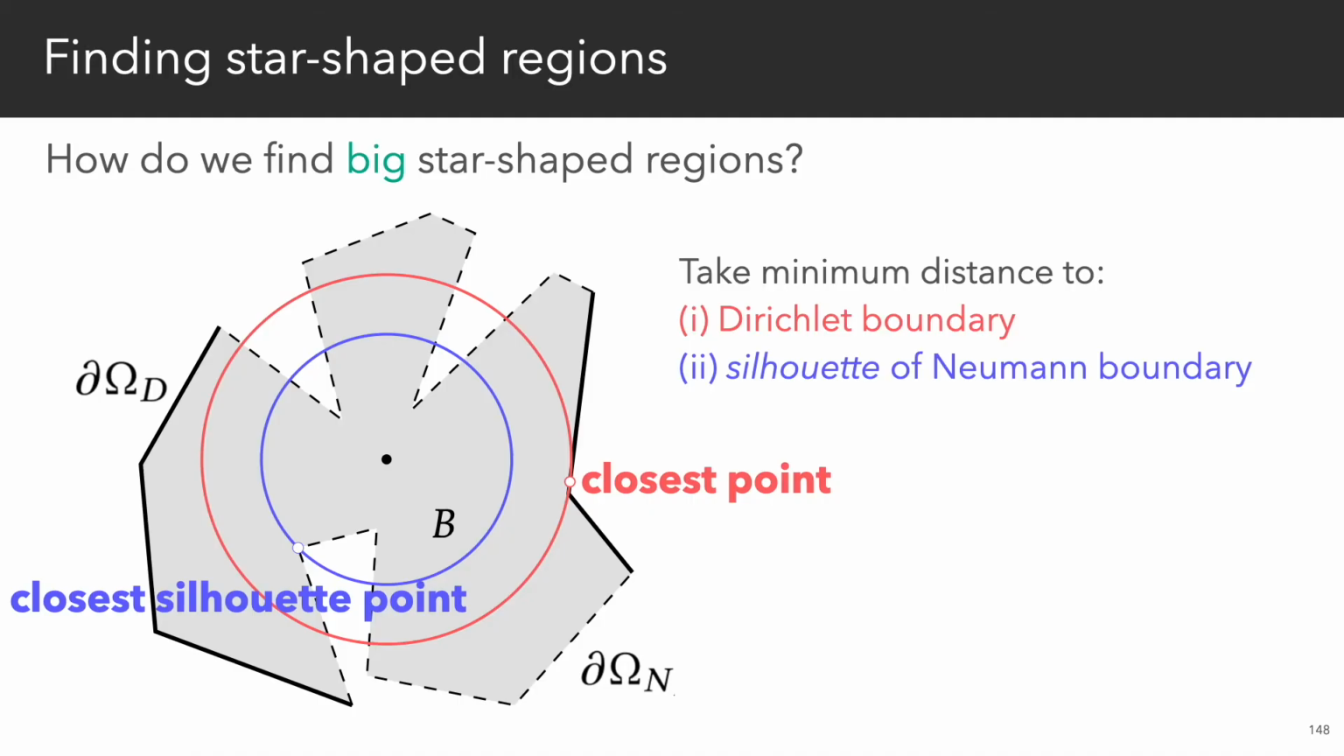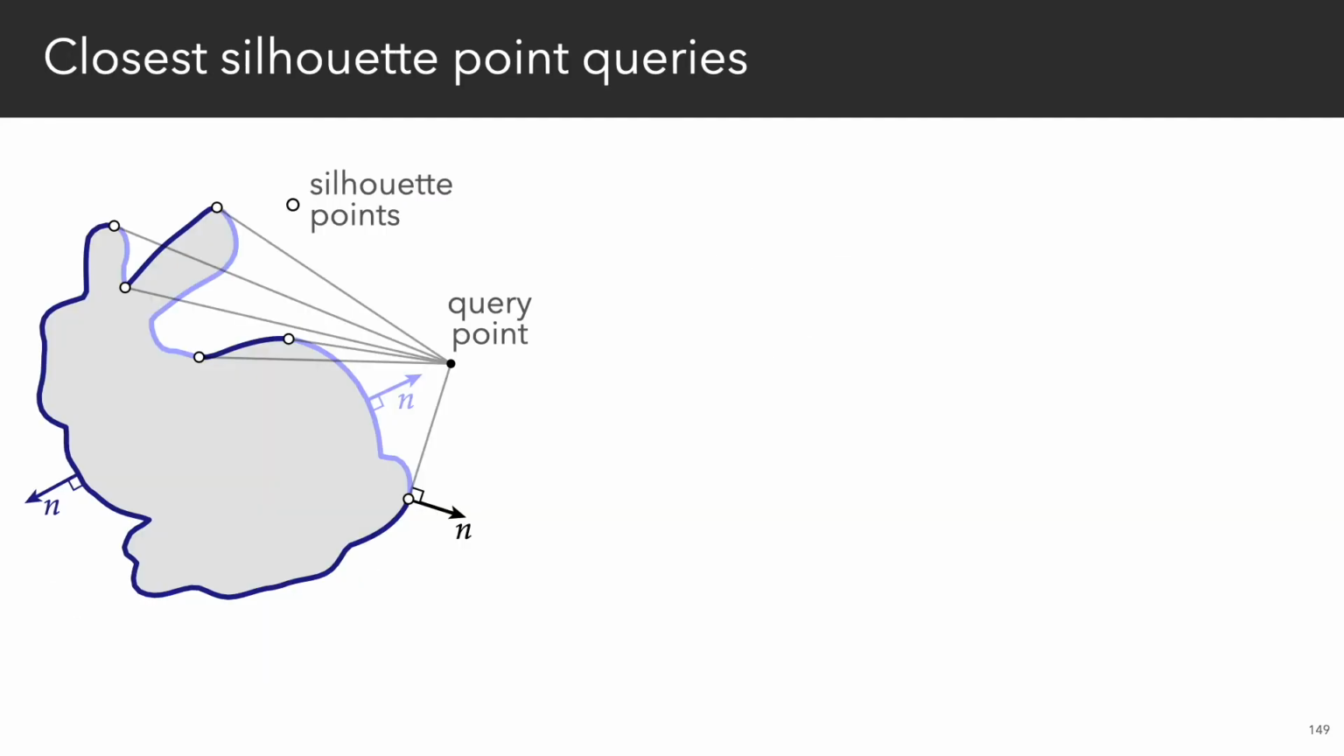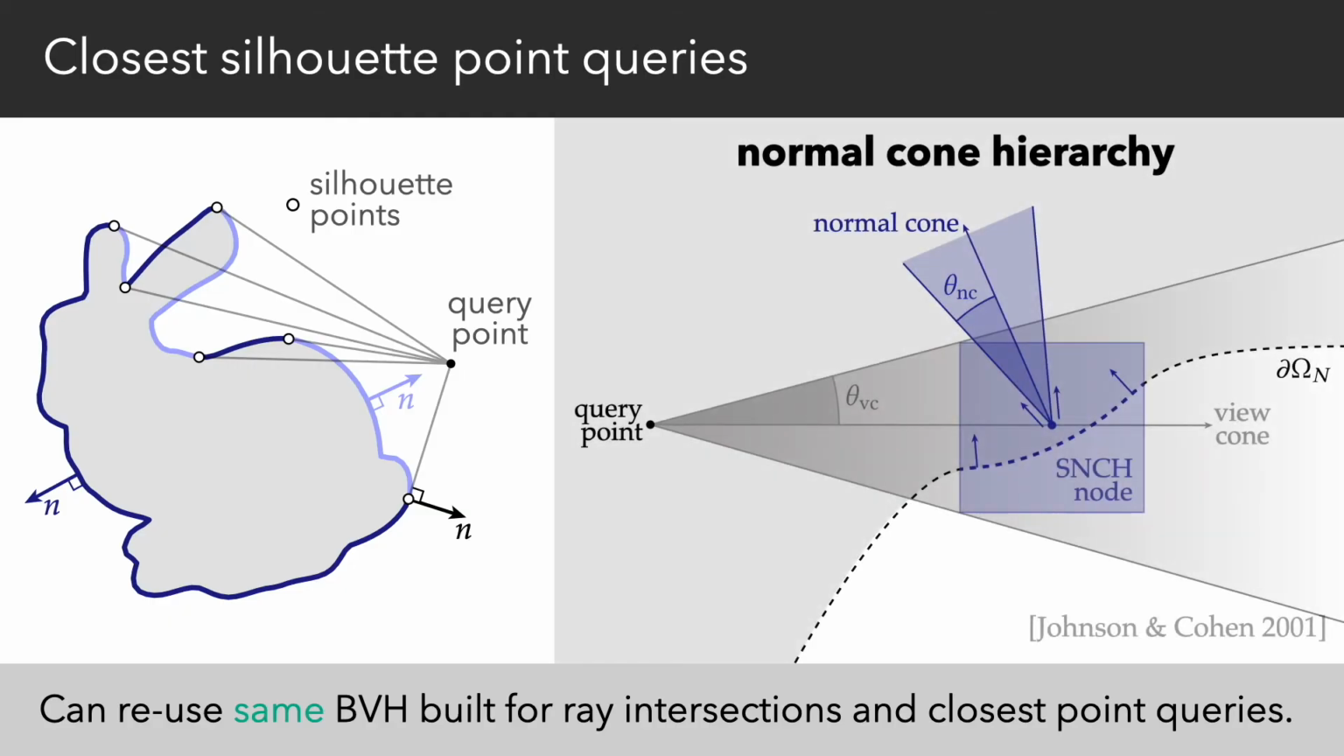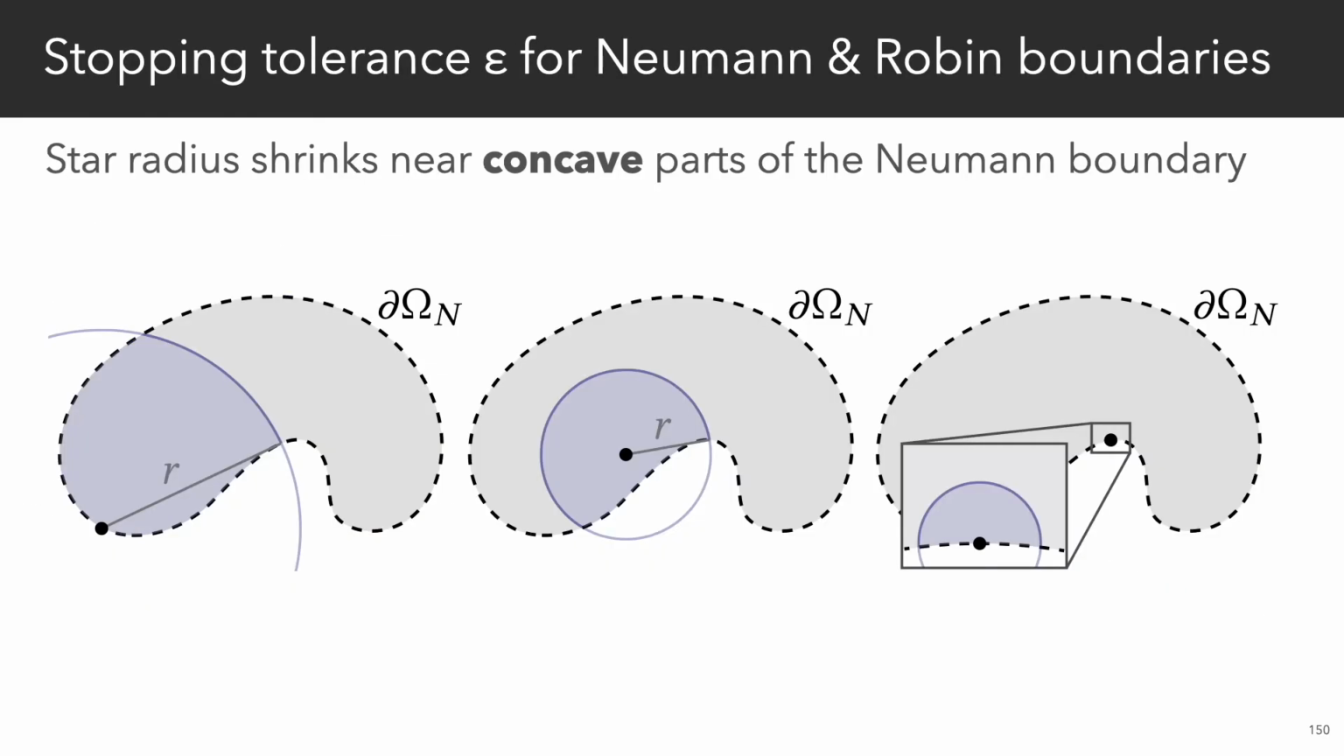By the closest silhouette point, I mean the closest point on the boundary where the normals switch from front facing to back facing. This might sound a little complicated, but we can actually compute this closest silhouette point pretty efficiently using the same bounding volume hierarchy we're already using for ray intersections and closest point queries. We just need to store a little extra information about boundary normals that encode the orientation of the geometry, which we can do by associating a cone with each bounding box in the hierarchy.